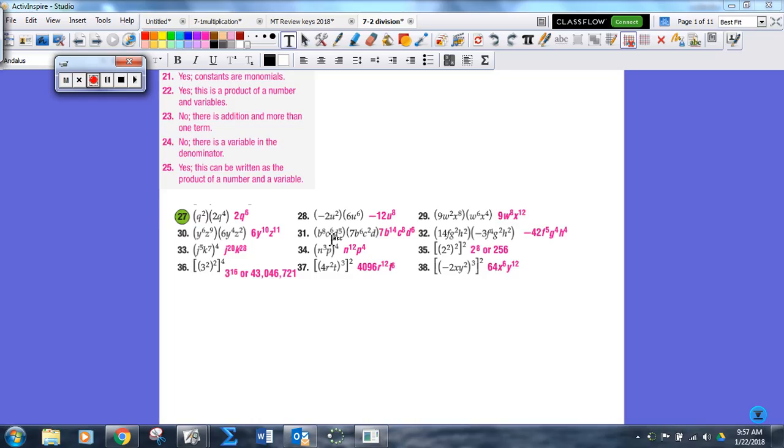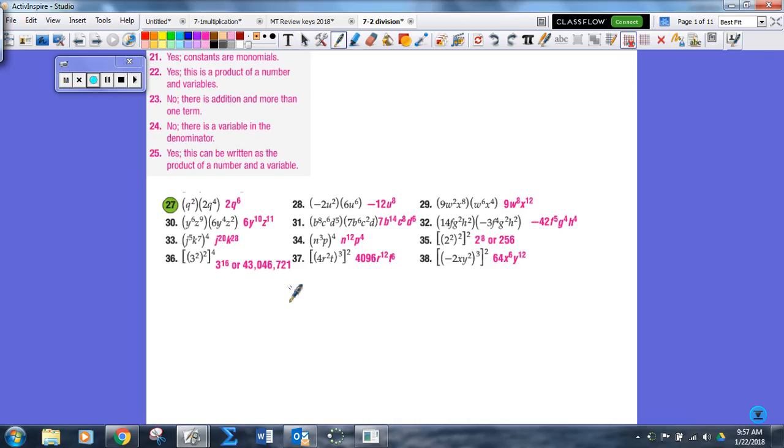Please notice that it reviewed our rule. So, for instance, I am going to do problem number 31. So if I do problem 31, it is b to the 8th, c to the 6th, d to the 5th, times 7, b to the 6th, c squared, d. So again, like I discussed yesterday, I separate it based on bases.